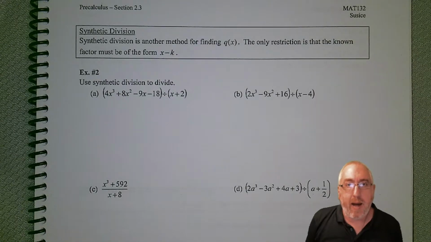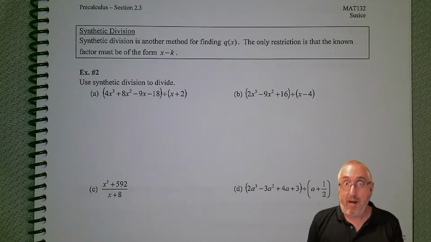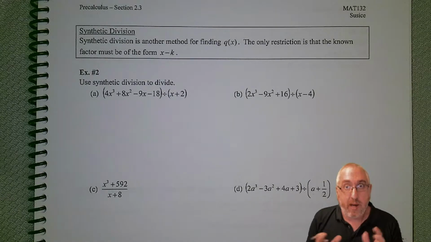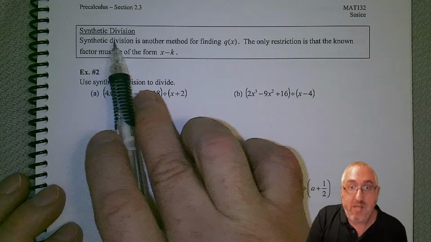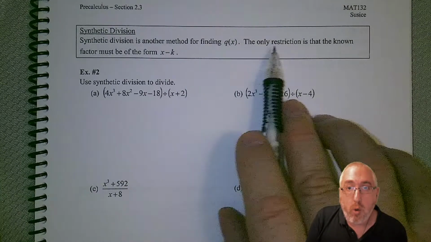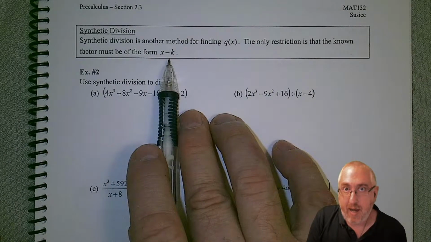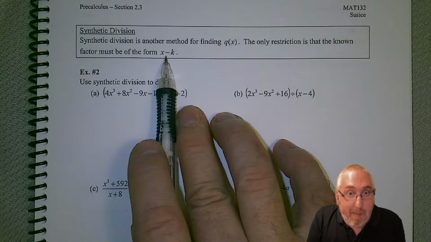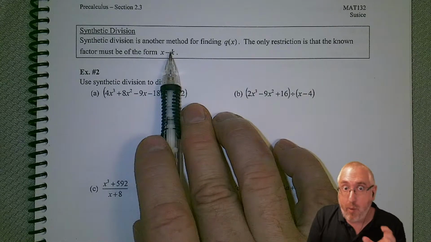All right, welcome back. And now we're going to look at another way to do this division process that's a lot easier, but there are restrictions as to when it can be used. So we're going to look at synthetic division now, which is another method for finding that quotient function, that q of x. The only restriction, though, is that the known factor must be of the form x minus k. Now, keep in mind that k might be positive or negative, so that might be a plus or a minus in between the x and the k, depending on what k is.